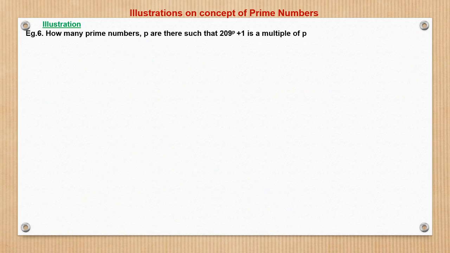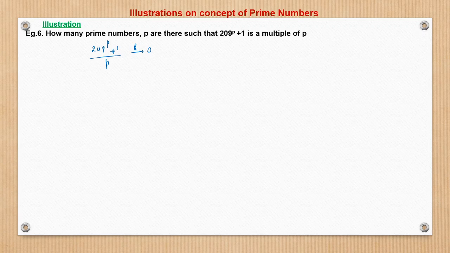Now we will look into example 6 here. It says: for how many prime numbers p is 209 raised to power p plus 1 a multiple of p? That is, when this number is divided by p, the remainder is 0, right? This is what we have to find.